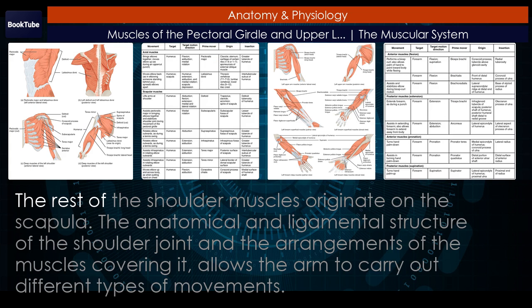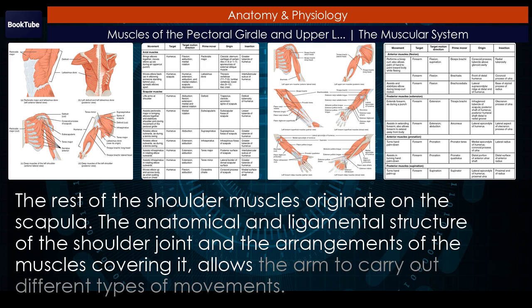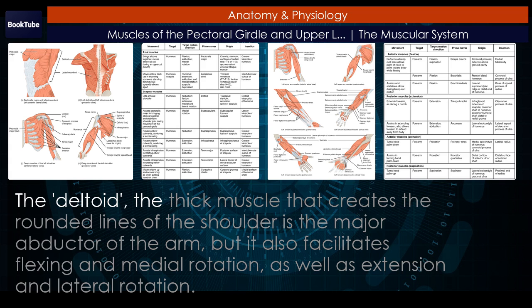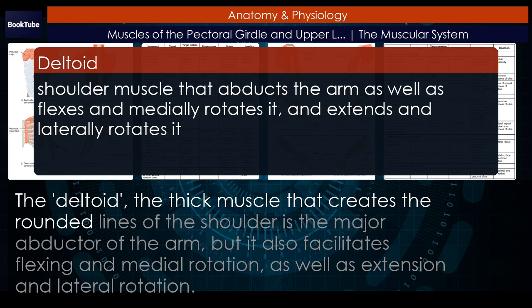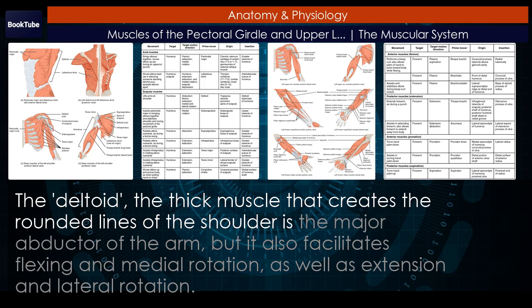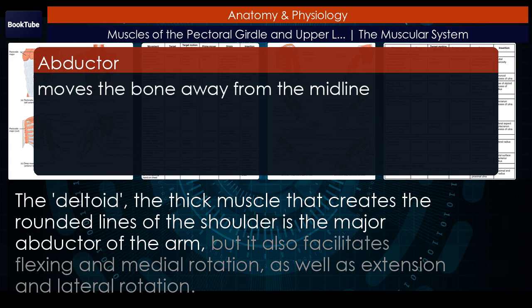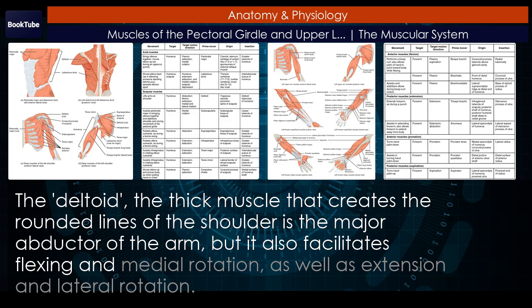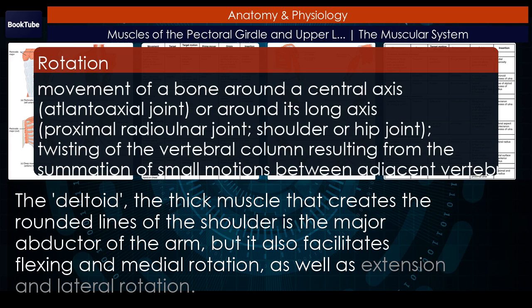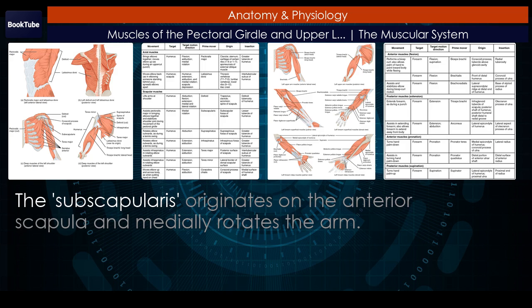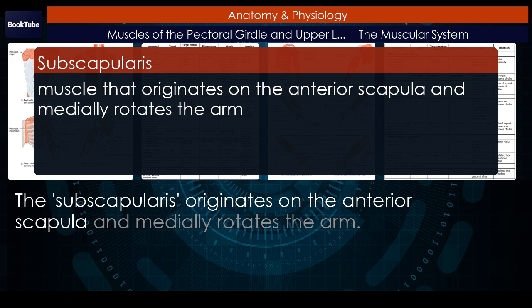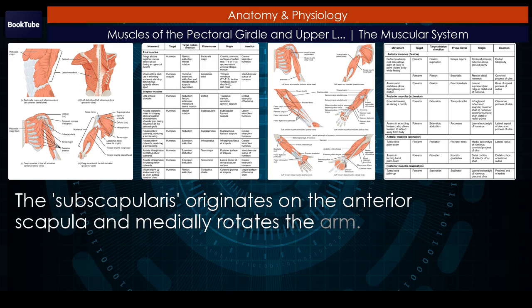The rest of the shoulder muscles originate on the scapula. The anatomical and ligamental structure of the shoulder joint and the arrangements of the muscles covering it allows the arm to carry out different types of movements. The deltoid, the thick muscle that creates the rounded lines of the shoulder, is the major abductor of the arm, but it also facilitates flexing and medial rotation, as well as extension and lateral rotation. The subscapularis originates on the anterior scapula and medially rotates the arm.